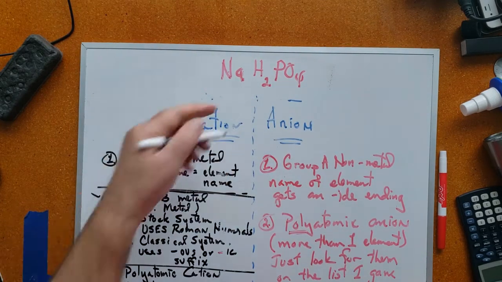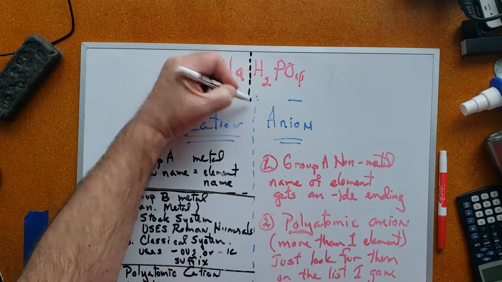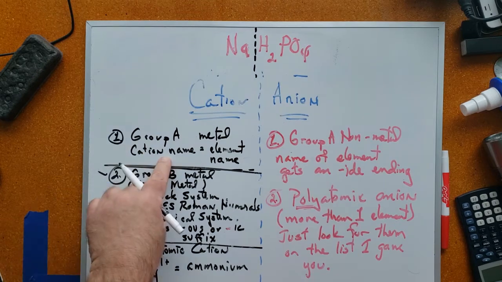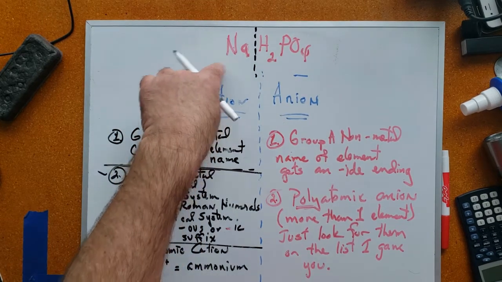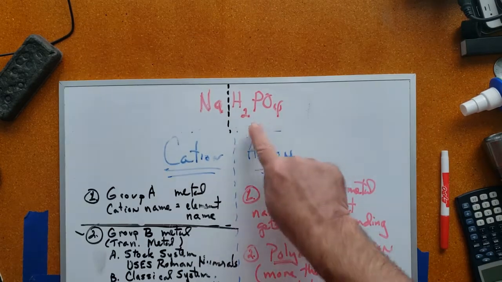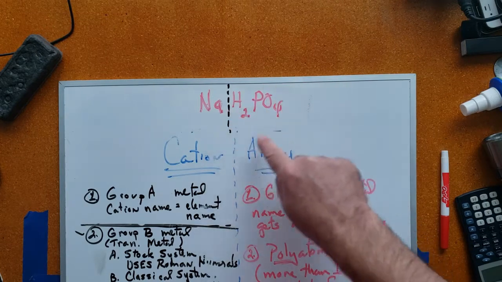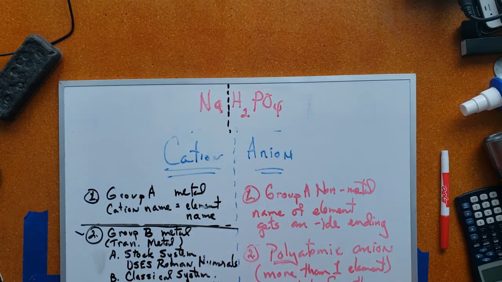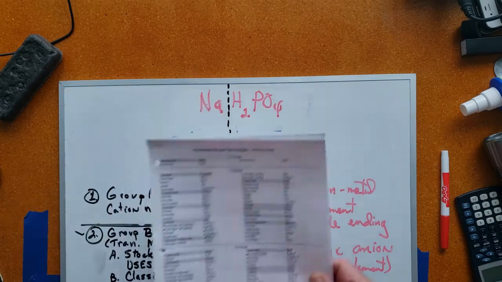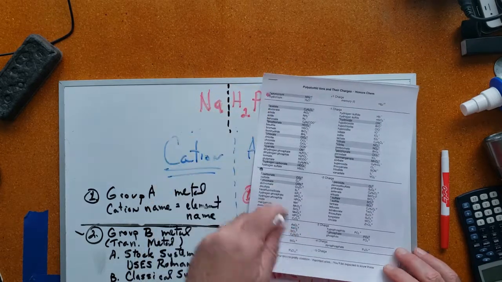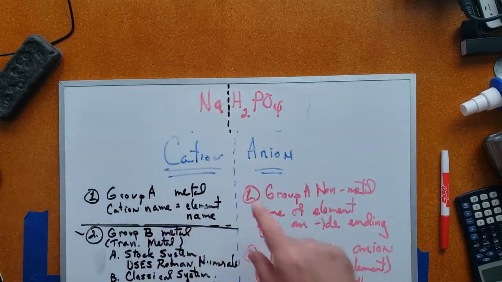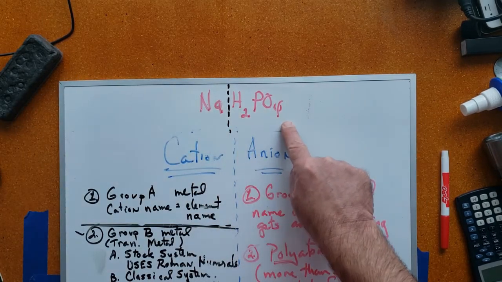It's just Na. So we're going to divide it in half right between the Na and then the rest of the compound. Na is a group A metal, so the cation name is the same as the element name. So it's just going to be plain old sodium and then whatever the H2PO4 thing is called. This whole group of elements and subscripts, element symbols and numbers, is one single ion. We just have to figure out what it is. All right. And if we look around on our sheet, H2PO4 is right here. It's called dihydrogen phosphate. So this is going to be sodium dihydrogen phosphate.